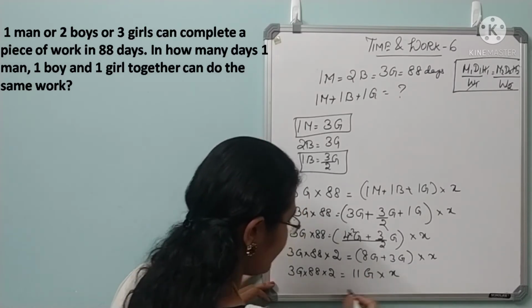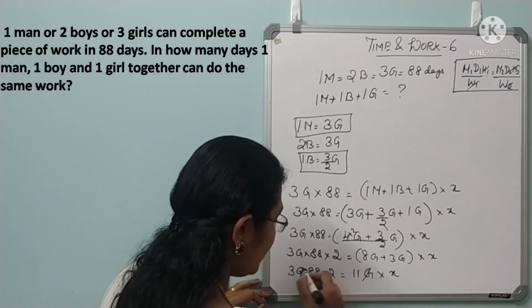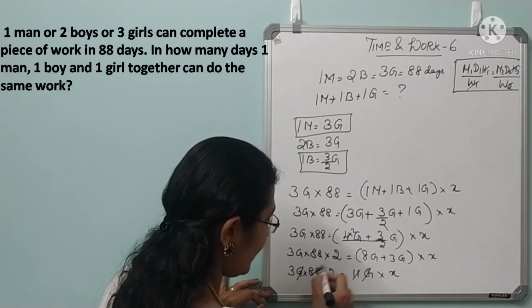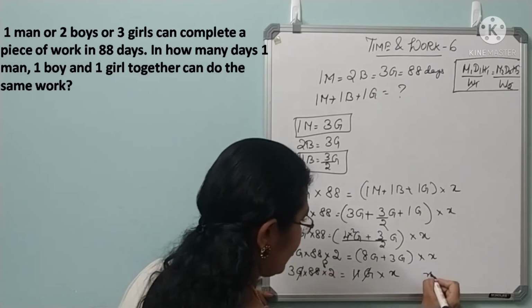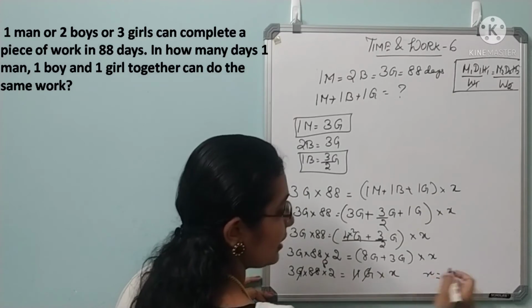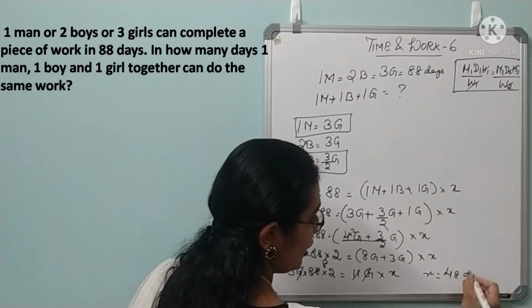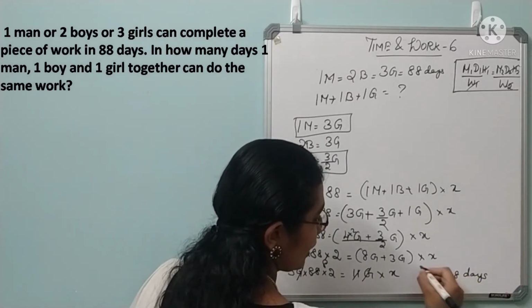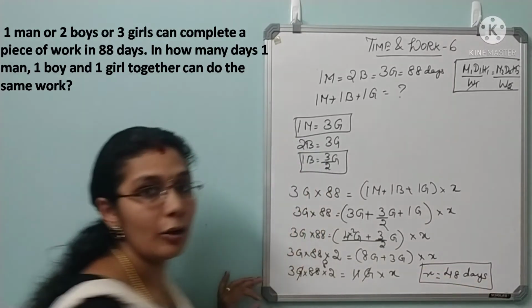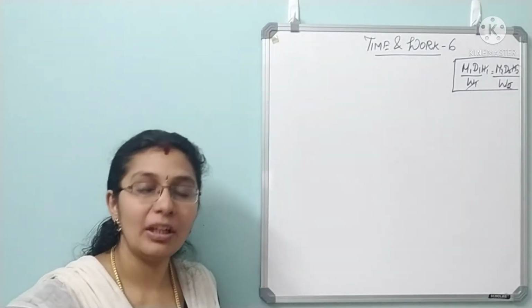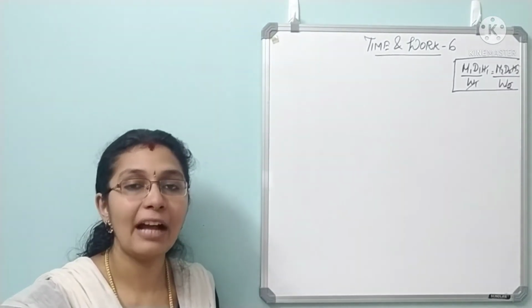11 girls into X. So girls you can cancel. 11 8s are 88. So X is equal to 8 2s are 16, 16 3s are 48 days. Clear? How to solve it? We'll solve one more similar question, so you will have no more doubts.